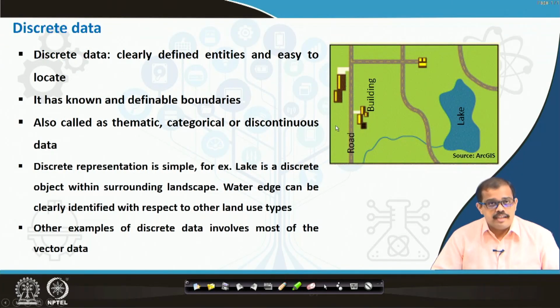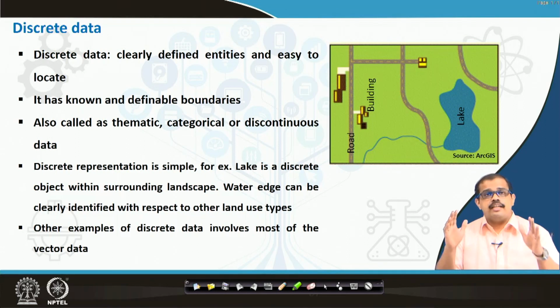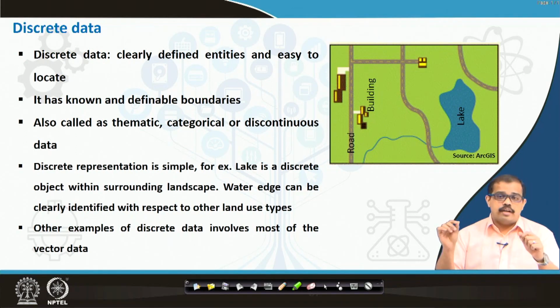When I say discrete data, it is clearly defined by entities and easy to locate. It is extremely easy to locate and it is defined by entities.